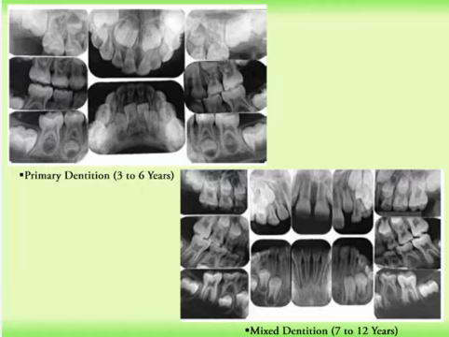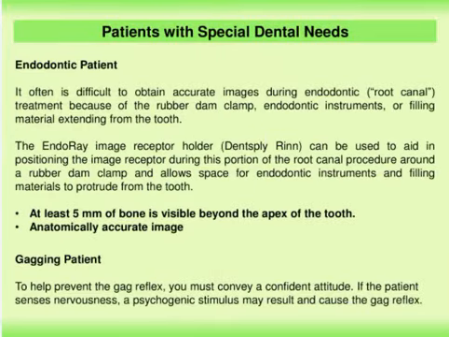And for mixed dentition, where you have both primary and permanent teeth, you will need six anteriors, four posteriors, and two bite wings, all with the size 2 film. Okay, not with the pediatric films. Then patients with special dental needs: we have the endodontic patient and the gagging patient.